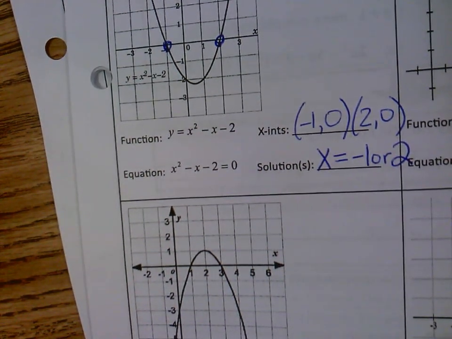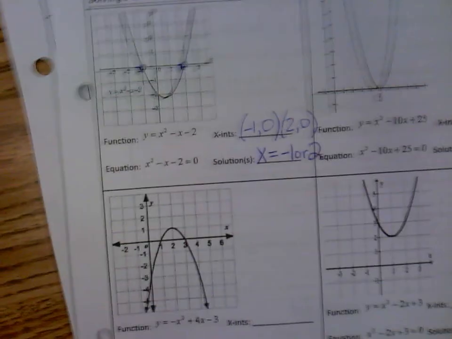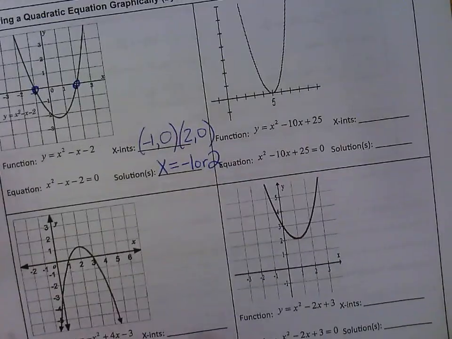So to write something as an x-intercept, use coordinates. To write something as a solution, you just say x equals -1 or 2. You see how this is set up a little bit differently? This is y equals, standard form quadratic. This says x squared minus x minus 2 equals 0, solve for x. So we're going to learn some other strategies, but for now, graphing is our go-to, because we already know how to graph. So what would you say for the second one on this resource page?